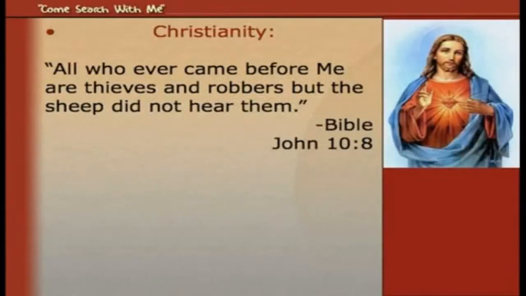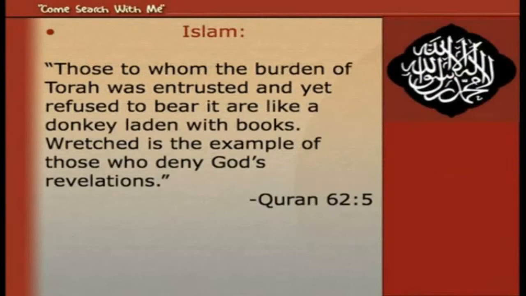All whoever came before me are thieves and robbers. That's from Christianity. But the sheep did not hear them. Now writing from the Quran, the Muslims: those to whom the burden of Torah was entrusted and yet refused to bear it are like a donkey laden with books. Wretched is the example of those who deny God's revelations. Quran, chapter 62, verse 5. Who is this verse talking about? The Jews and the Christians, because the Torah was revealed to them.